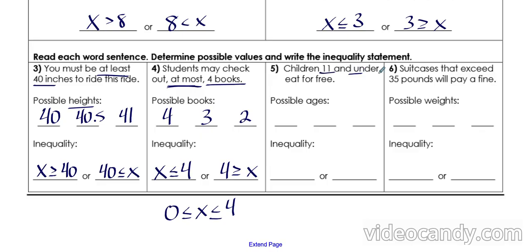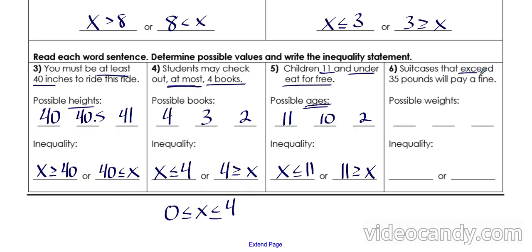Children 11 and under eat for free. So you could be 11 and eat for free, you could be 10 and eat for free, you could be 2 and eat for free, anything 11 or smaller. So x is less than or equal to 11, or 11 is greater than or equal to x, which is the age of the children.